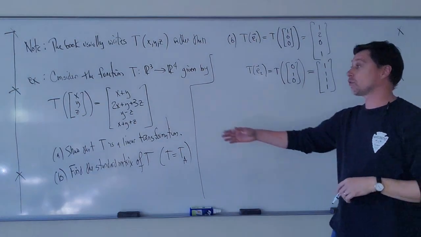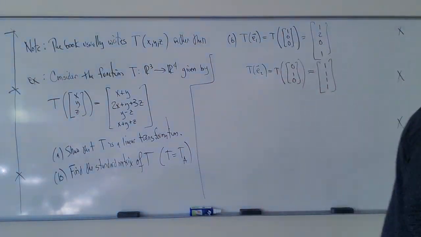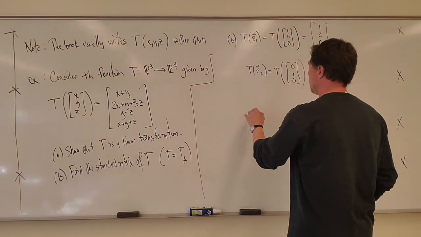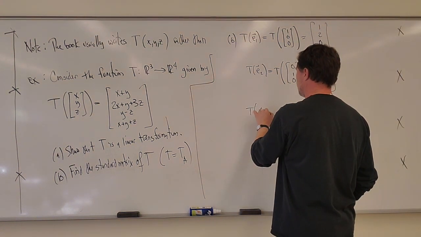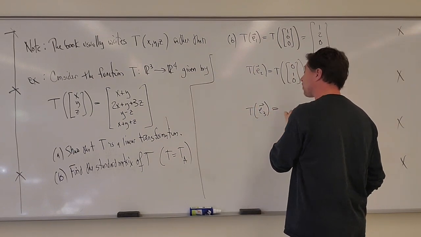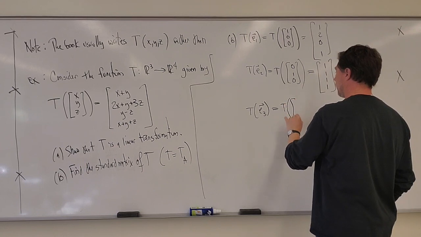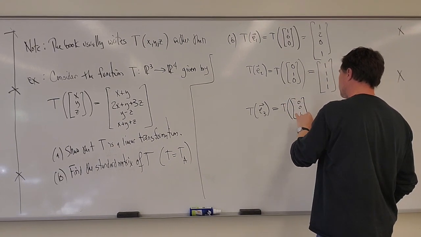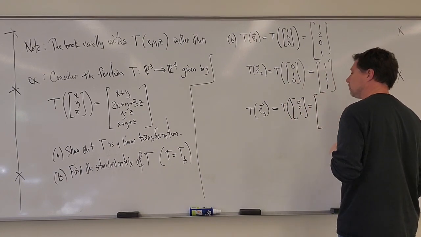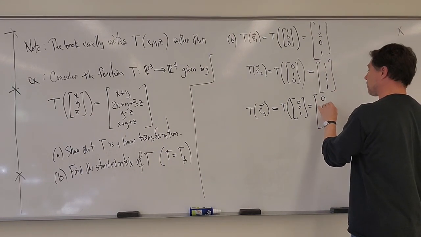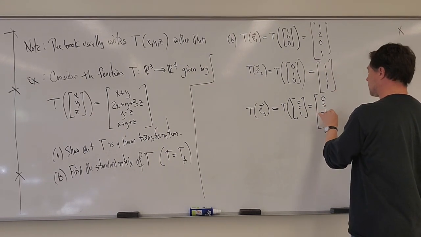I'm just following this formula. And then I'm going to do this one more time. T of E3. So I plug in the third standard basis vector, and so that means T of the column vector 0, 0, 1. And that's equal to 0, 3, minus 1, 1.